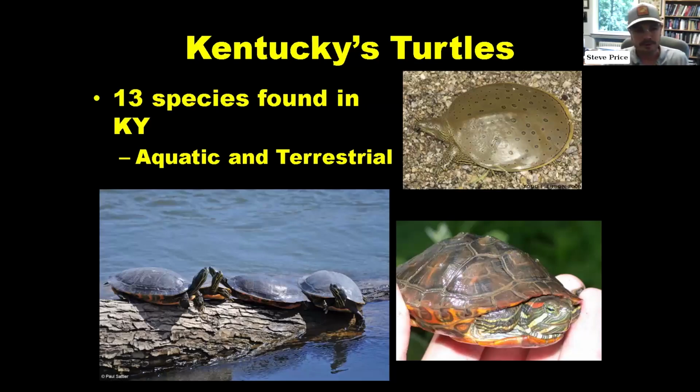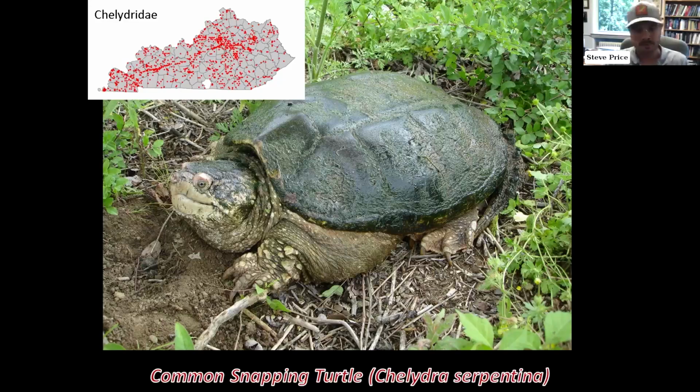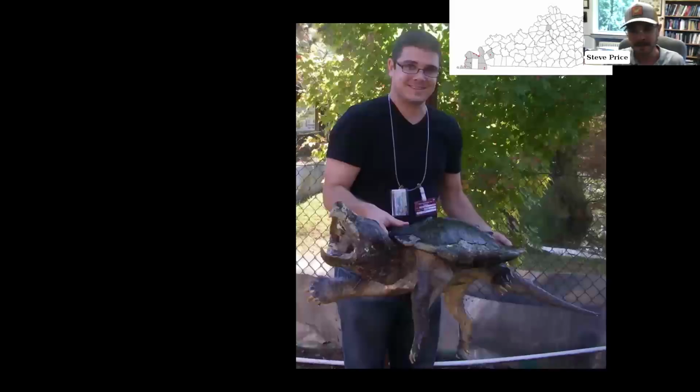People are always really interested in snapping turtles, which are one of our largest turtles here in Kentucky, with adults ranging from 30 to 35 pounds, but sometimes big individuals might get up to 50 pounds. They're found statewide. As you can see, probably every farm pond in Kentucky may harbor some common snapping turtles. But people are interested in them because of the comparison with our other species of snapping turtle, the alligator snapping turtle.